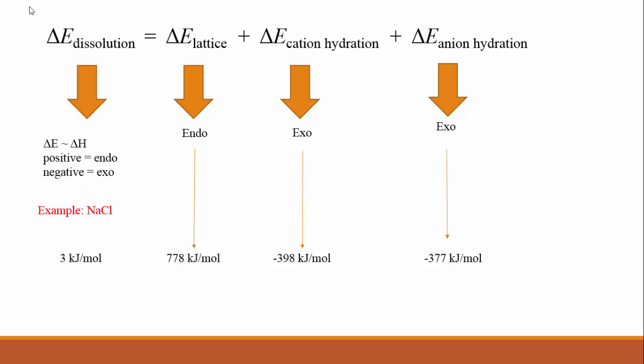Delta E of cation hydration is going to be an exothermic process, because we can imagine the positive cations interacting with the water molecules, having an attraction to each other, and that's going to release energy. So that's minus 390 kilojoules per mole. And then we have anion hydration over here. That's also going to be an exothermic process, and that's going to release minus 377 kilojoules per mole. So when you add these all together, the net result is 3 kilojoules per mole. So if you were to dissolve sodium chloride in water, you would expect it to be an endothermic process.